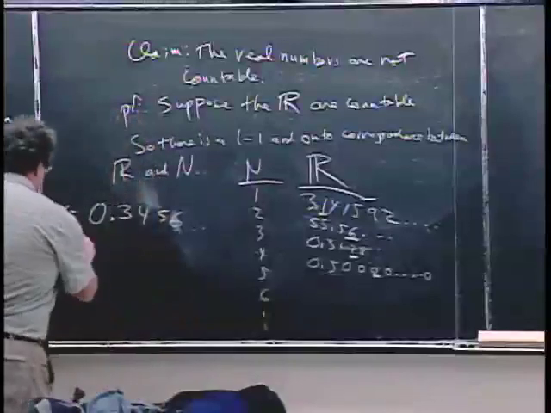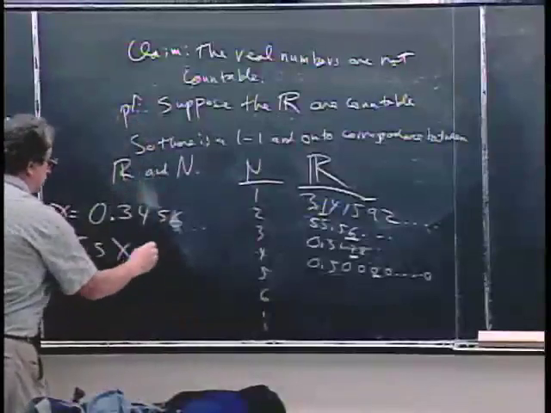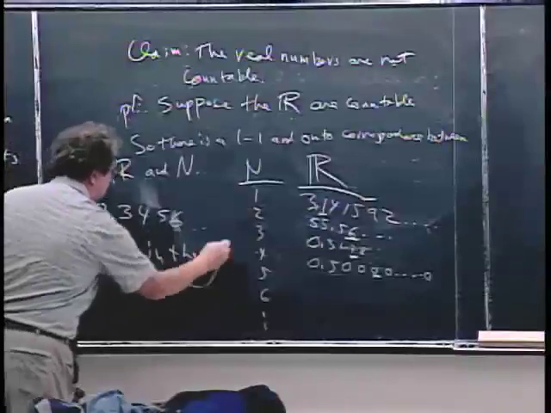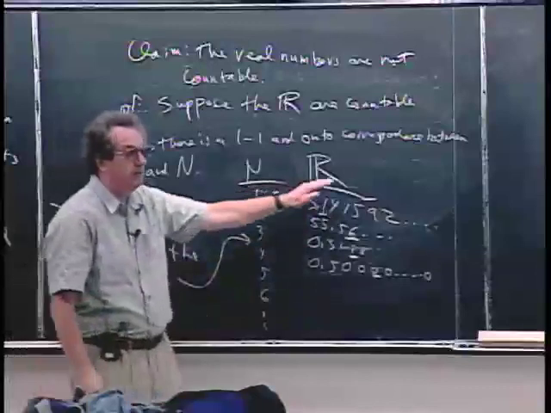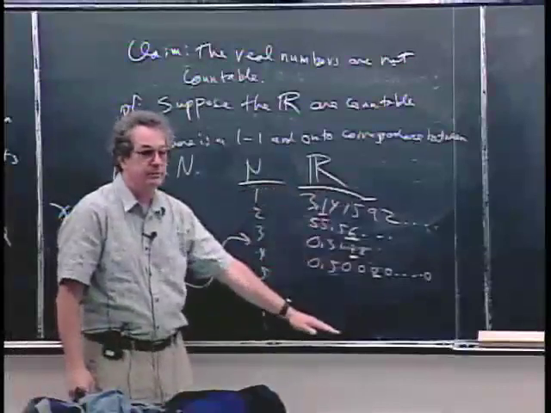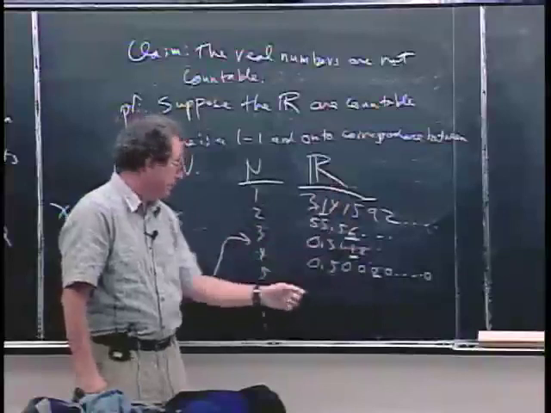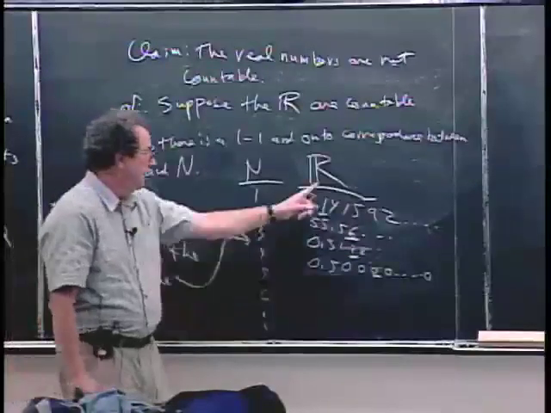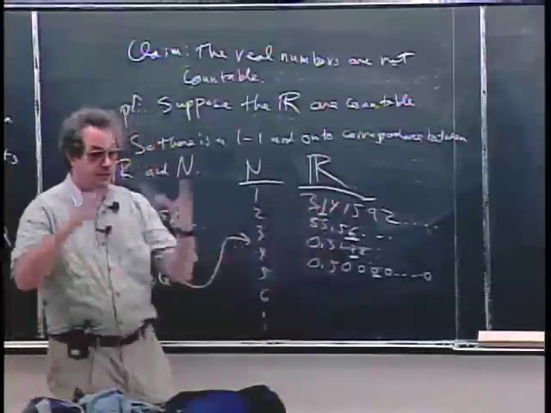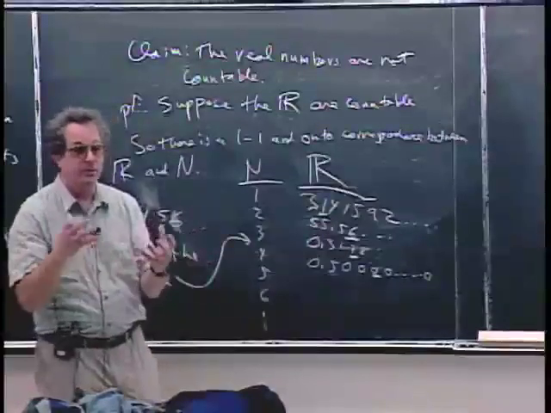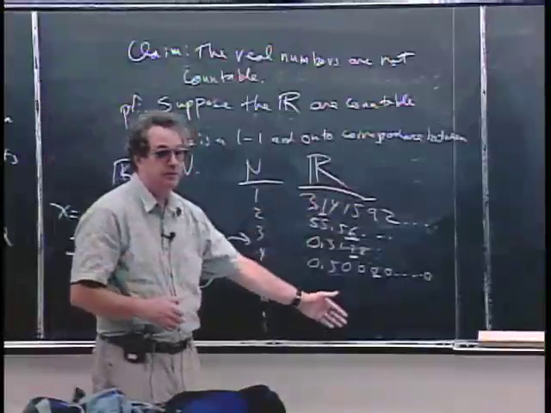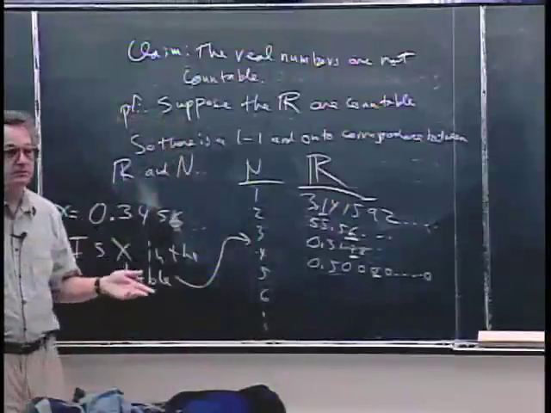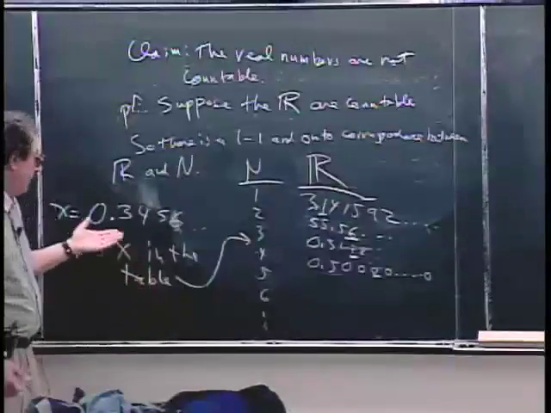Now I can ask, is x in the table? In this table. This table is supposed to have all the real numbers. Every real number corresponds to some natural number. Okay? Every real number, there's an infinite number of real numbers, but they're all supposed to be in this table somewhere. And the question is x, first of all, is x a real number? Yeah, sure. I mean, yeah.